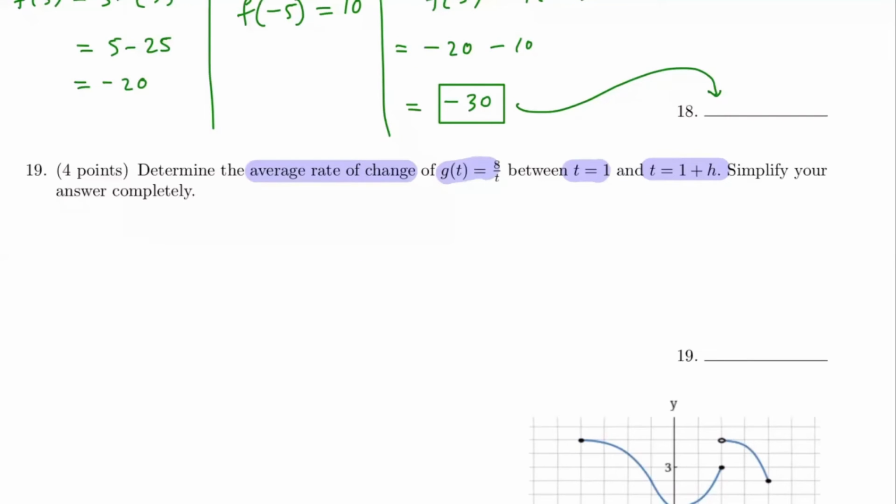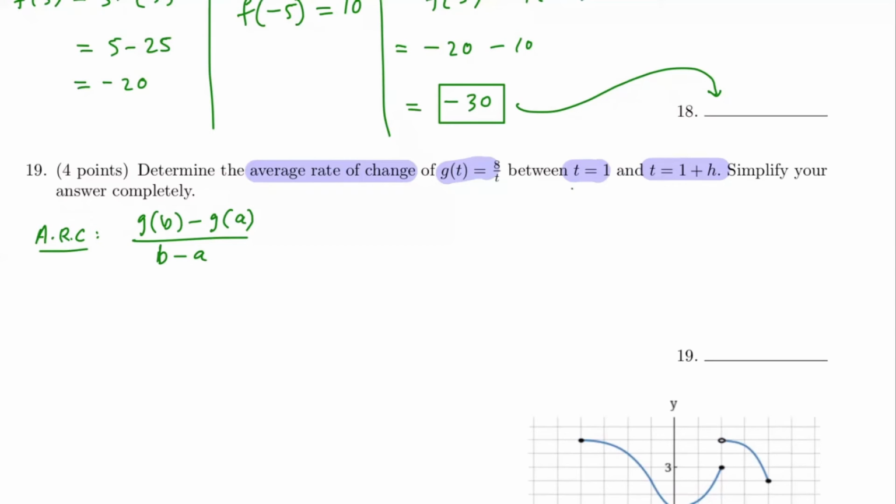All right, so the formula for average rate of change is f of b minus f of a over b minus a. That's the formula. Now we're using the function notation g, so I'm going to change these f's into g's. So g of b minus g of a over b minus a. In other words, you take the function values, you subtract them, divided by b minus a, the x values, or the t values in this problem.